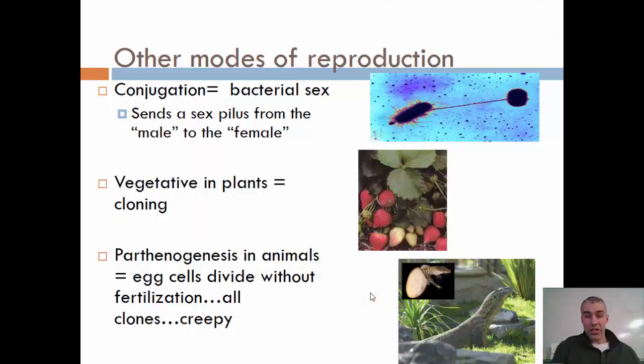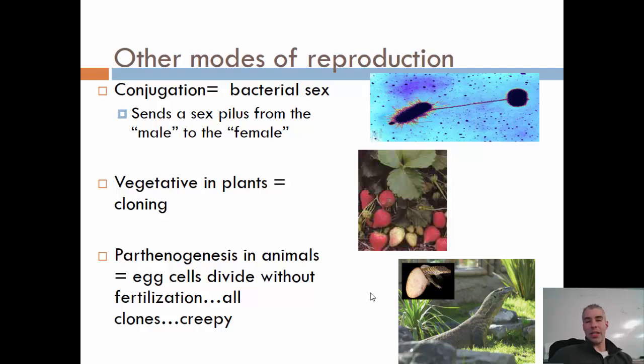There are other modes of reproduction that we've kind of talked about already. Some of them we did, some of them we didn't. Conjugation is actually bacterial sex. In conjugation, a bacterium will send out what's called the sex pilus, and that's called the positive bacterium. It'll send it out to a negative bacterium, which will receive the sex pilus, and it'll send its DNA across and swap some of its DNA with the other one. So it's kind of like increasing genetic variation in bacteria.